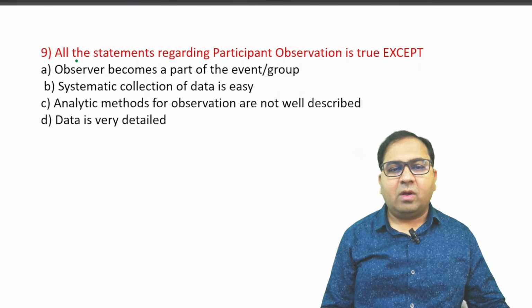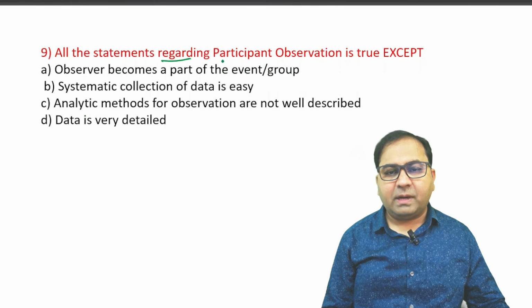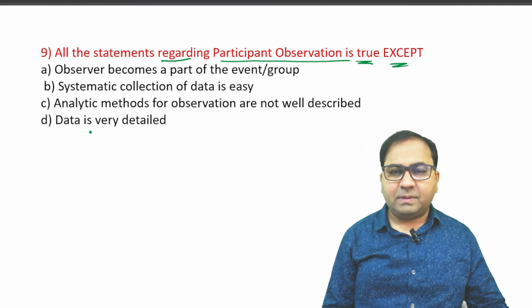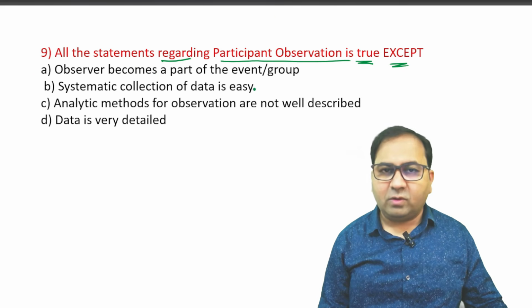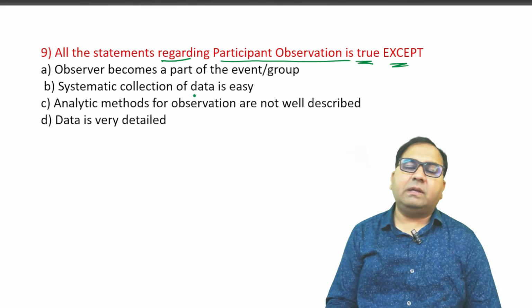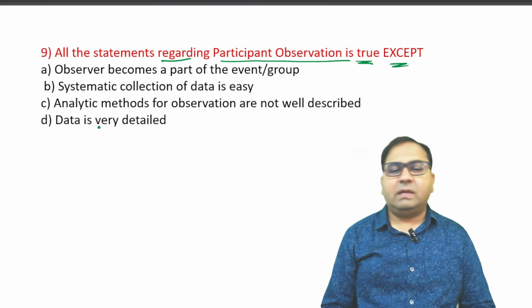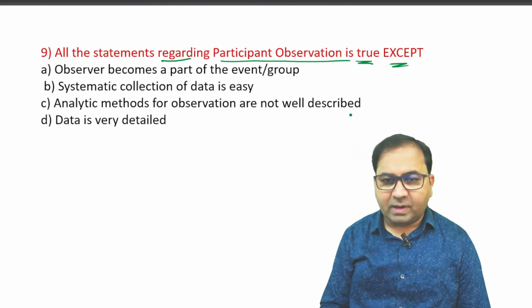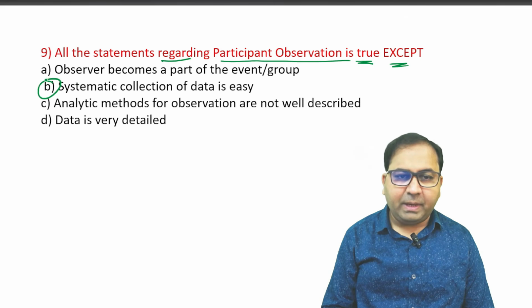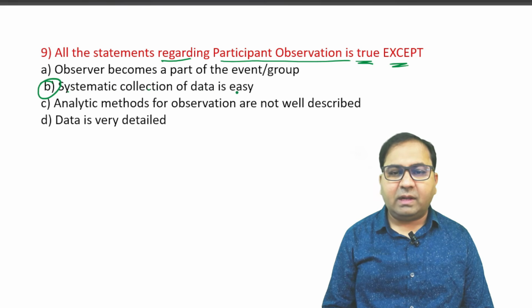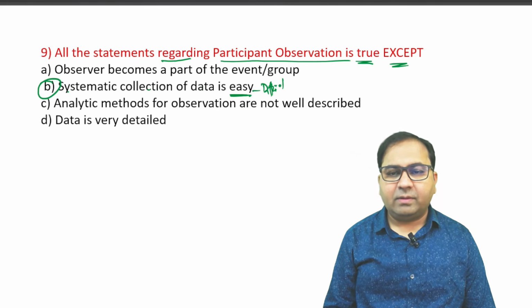Chalo, next question. All the statements regarding participant observation are true except what? So, three statements are correct, one is wrong. Options are A, observer becomes a part of the event or the group, B, systematic collection of data is easy, C, analytical methods for observation are not well described, or D, the data is very detailed. The answer for this question is option B, because systematic collection of data is not easy, it is difficult.